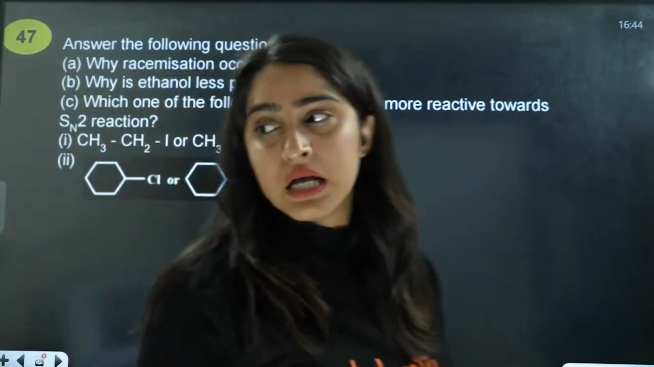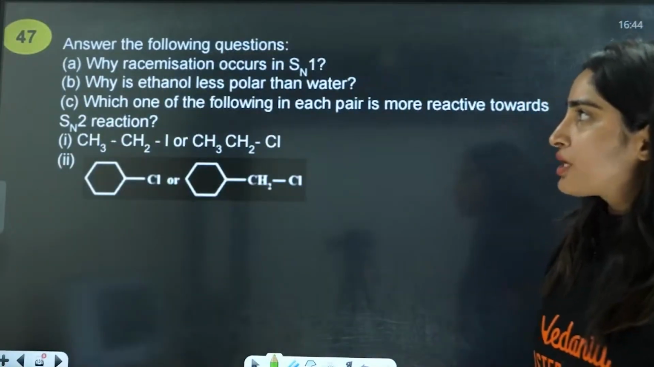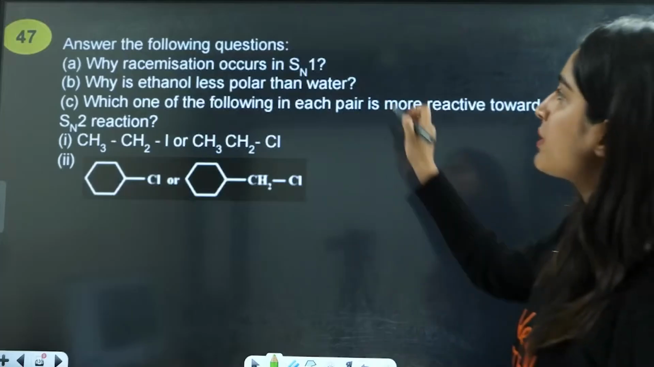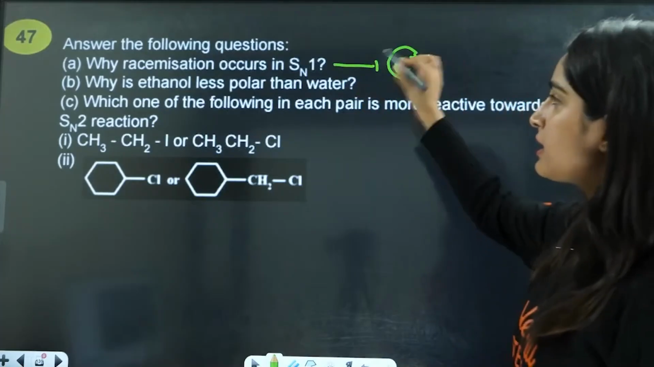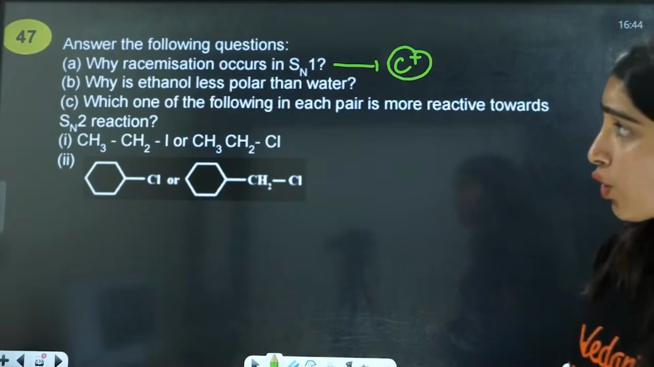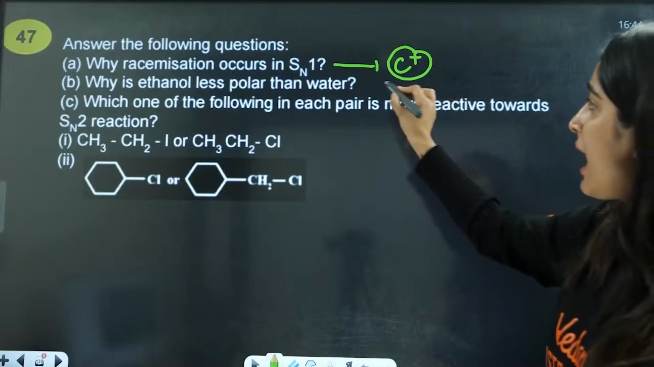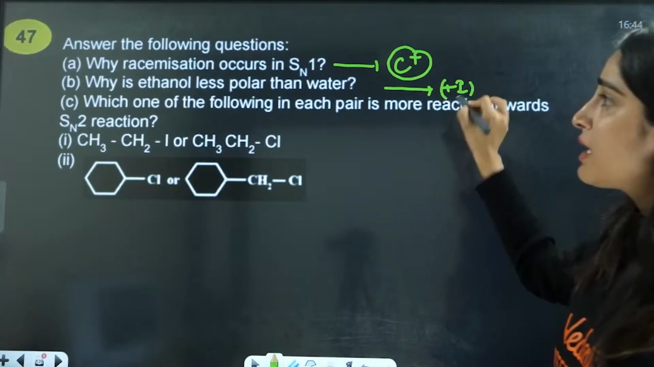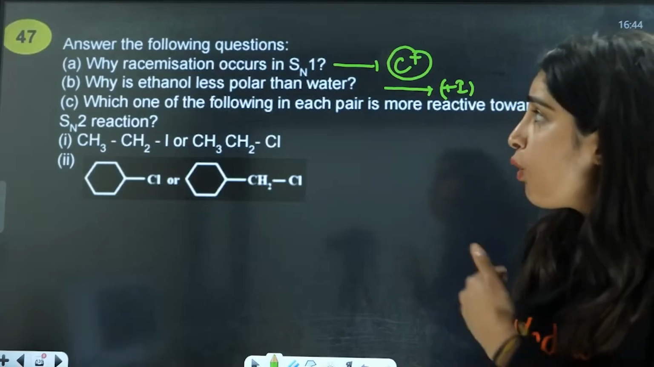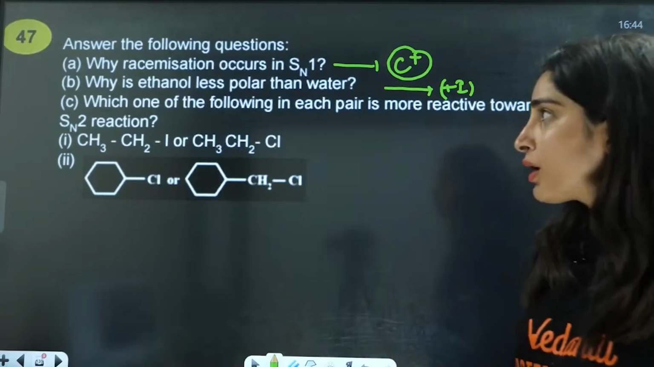Next question, bacha. Why does racemization occur in SN1? Because of formation of a carbocation. Why is ethanol less polar than water? Because ethanol has a +I effect. Okay, because ethanol has a +I effect, that is why it is less polar than water.